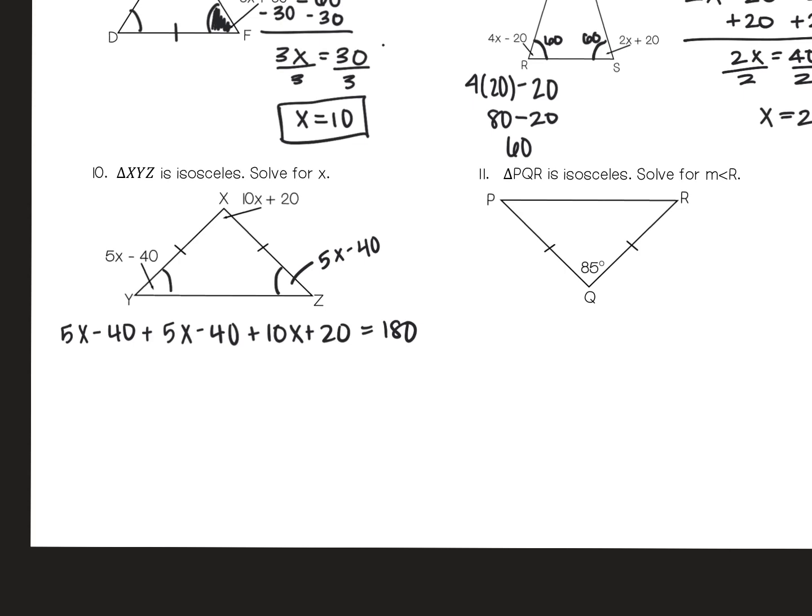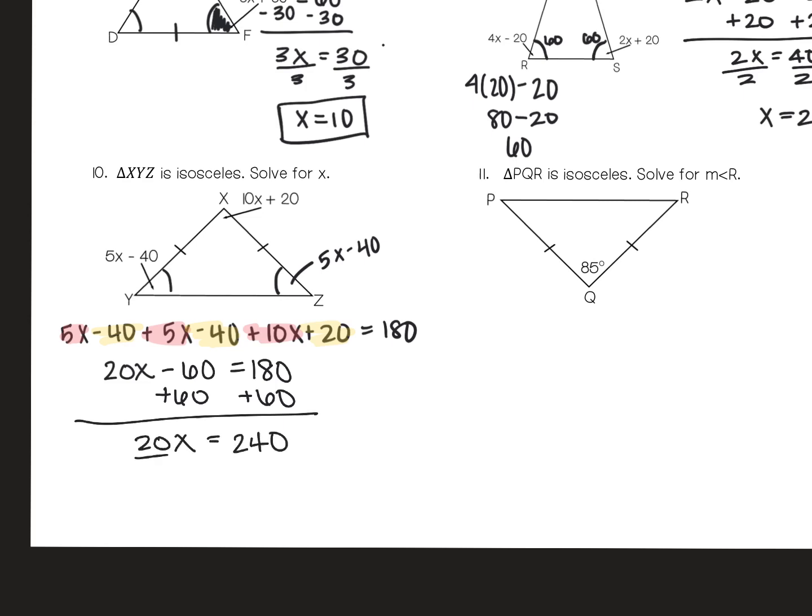So I can combine my like terms. So 5x plus 5x plus 10x is going to get me 20x. And then negative 40 minus 40 plus 20 is going to be negative 60. I can add 60 to both sides. So I get 240, divide both sides by 20, x equals 12.